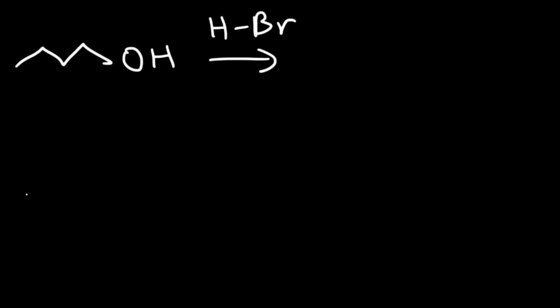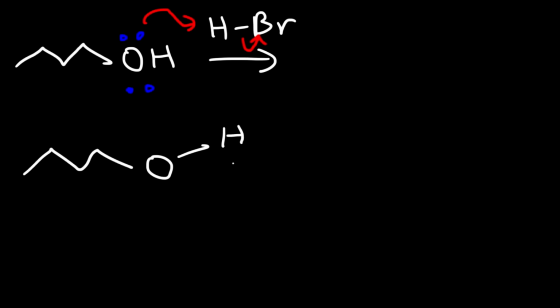Now let's look at another example. Let's say we have an alcohol and we wish to react it with hydrobromic acid. What's going to happen? So this too will be an SN2 reaction, but the first step will be protonation. The oxygen is going to grab a hydrogen from the acid, kicking out the bromine atom. And so right now, the OH group has been turned into a good leaving group.